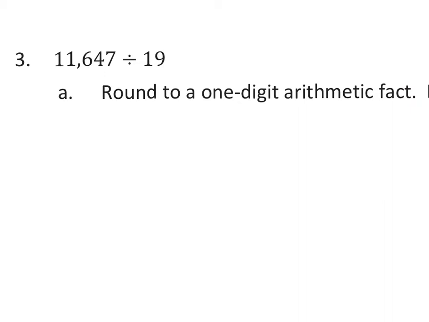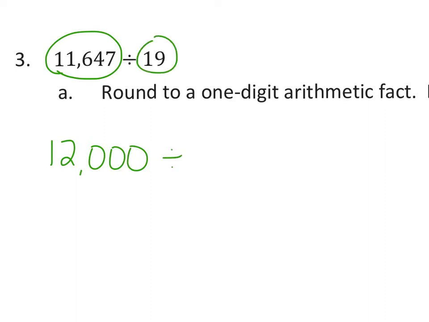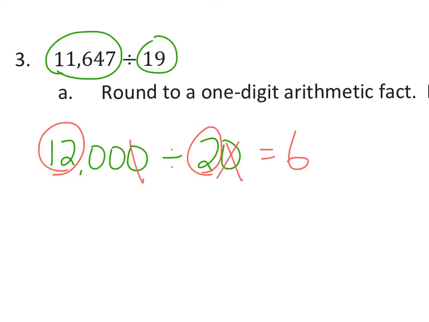All right, very good. I'm going to round this to 12,000. And I'm going to round this to 20. Why? Well, 12 divided by 2 is 6. And since it's 1,200 tens divided by 2 tens, that means my answer will be 600. So my basic fact is 12 divided by 2 equals 6.